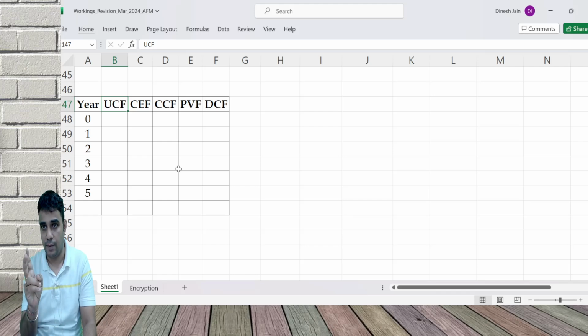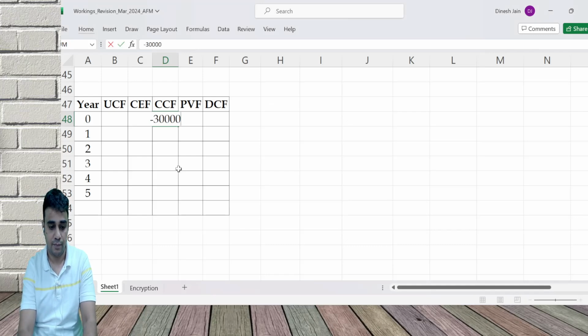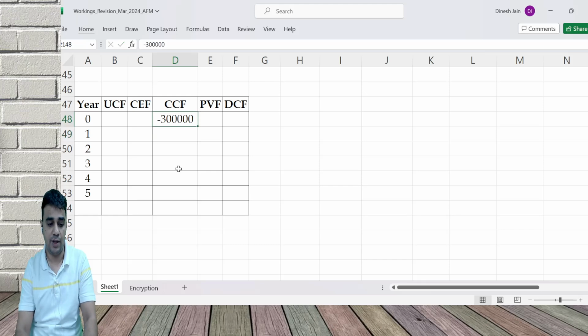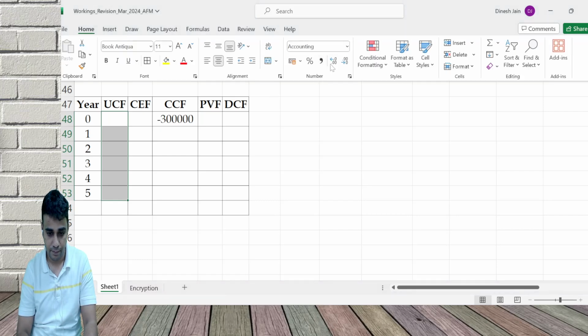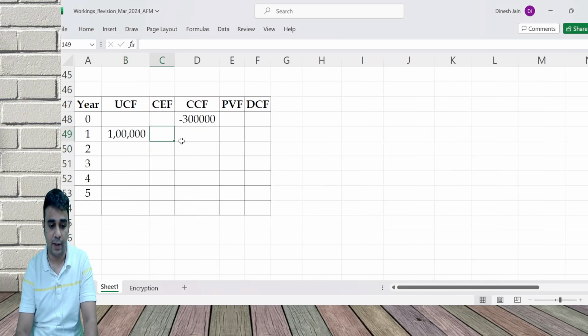Coefficient of variation has two formulas. One, we have done in a few questions with cash flow, no? Standard deviation of cash flow over annual cash flow. First, what is the outflow given in the question? Year 0, sorry. Year 0, 3 lakh, write directly. First year, how much? What is the certainty equivalent factor? So 1 lakh into 0.9 is what we will write.